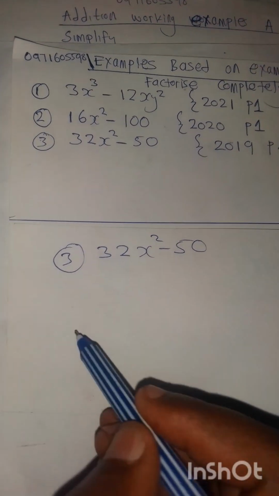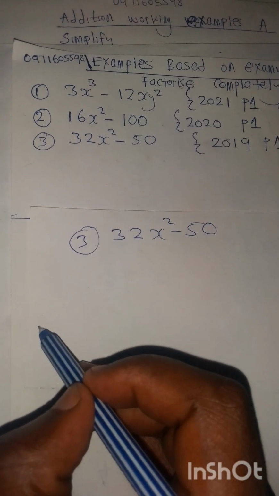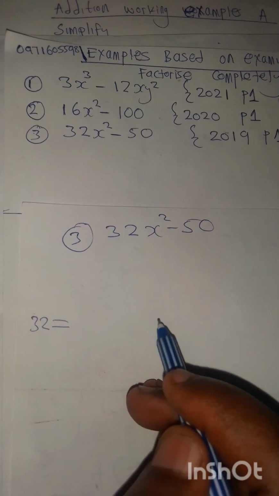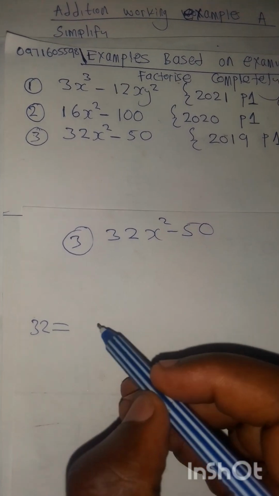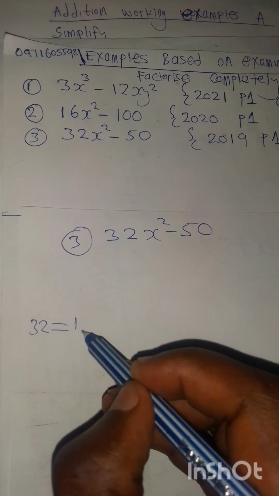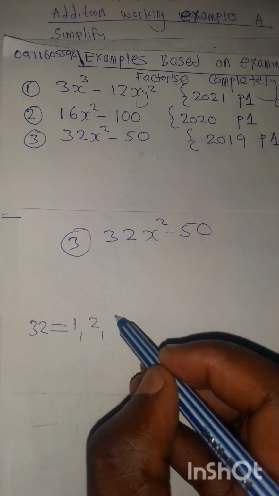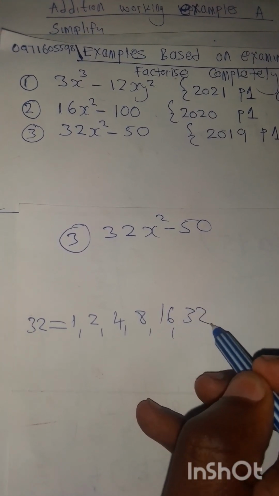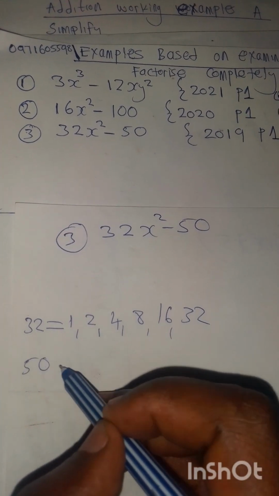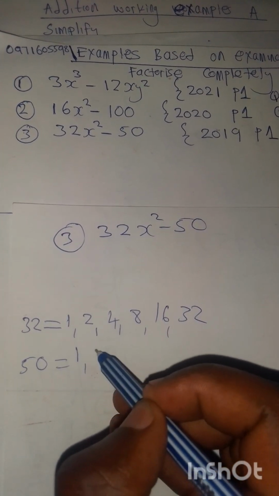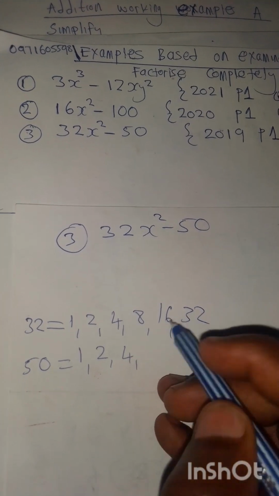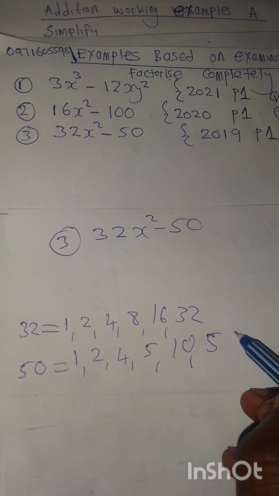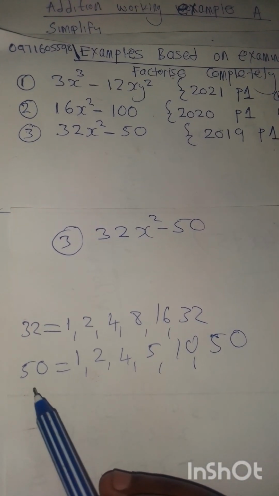So first of all, let us list the factors of 32. Factors of 32 are numbers that can go into 32 exactly without giving a remainder. We have 1, we have 2, 4, 8, 16 and 32 itself. Then the factors of 50: we have 1, 2, 5, 10, 25, and 50 itself. These are the numbers that can go into 50.